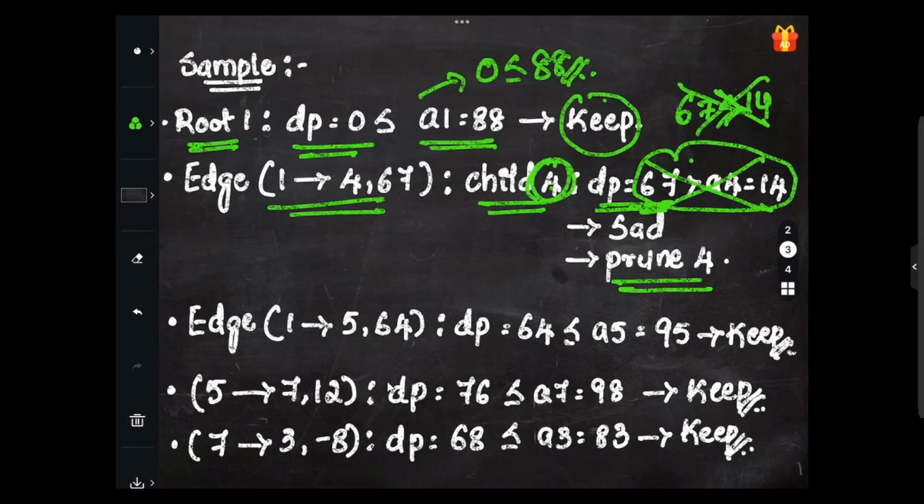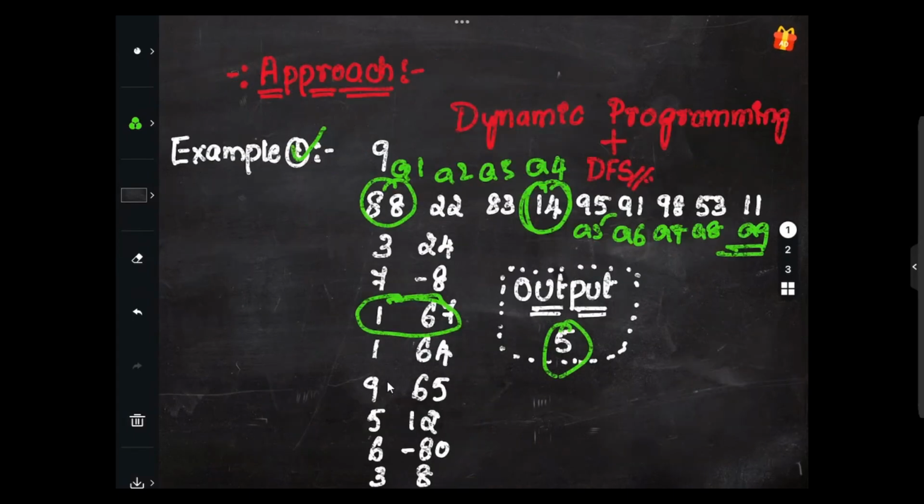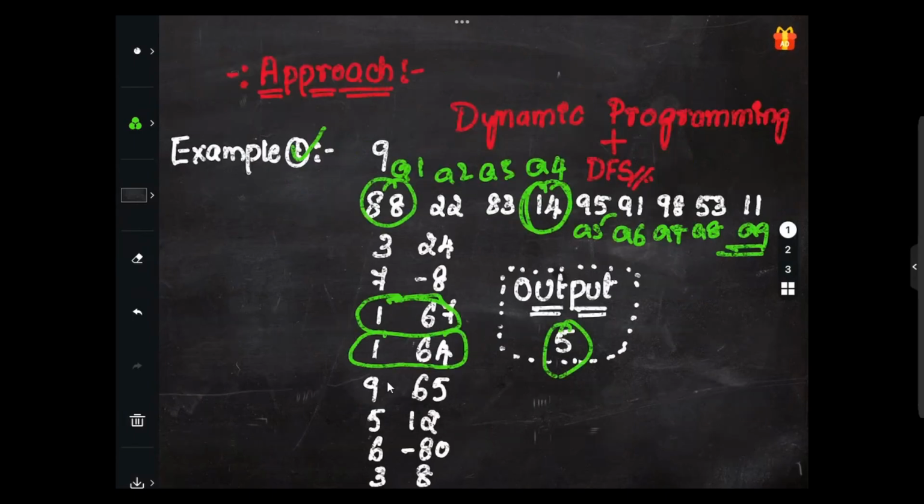Next we are going with one edge after the other, starting with edge 1 again. Now we will go with 1 5 comma 64. This will be child 5, so we go with 1 to 5 comma 64.